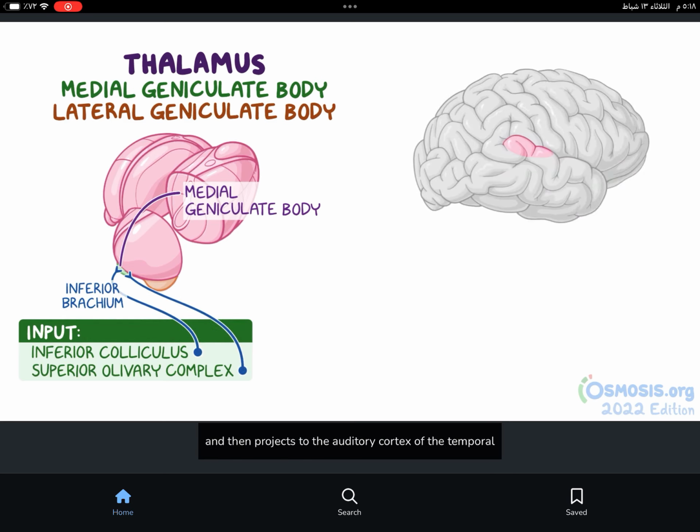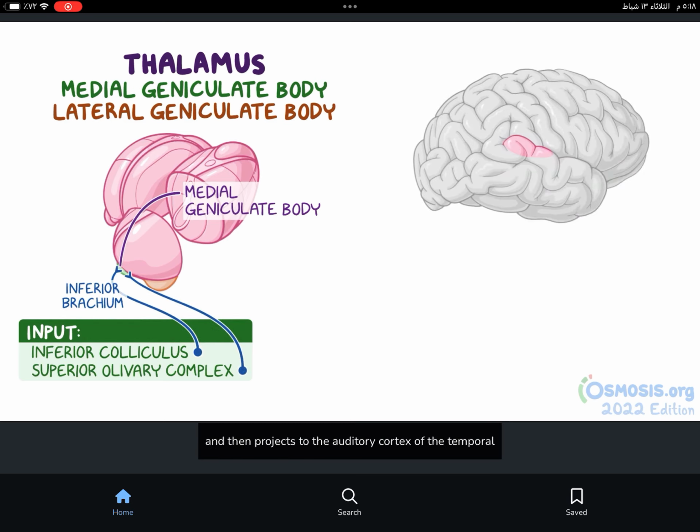Lateral to the medial geniculate body is another small bulge called the lateral geniculate body. It receives input from the retina via the optic nerve, optic chiasm, and optic tract, and then projects to the primary visual cortex of the occipital lobe via the optic radiation. To remember that it transmits visual information, you can say the L in lateral stands for light.